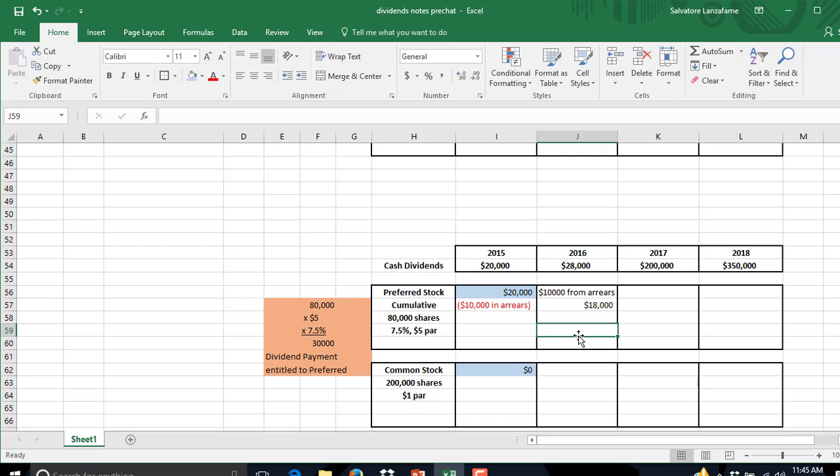And there's still the matter of another 10,000 to go here. So look at it this way. In 2 years, preferred was supposed to get 60,000, 30 from each year. And the company only had 48,000 to give. So how much is still in arrears? If you said 12,000, you are right.